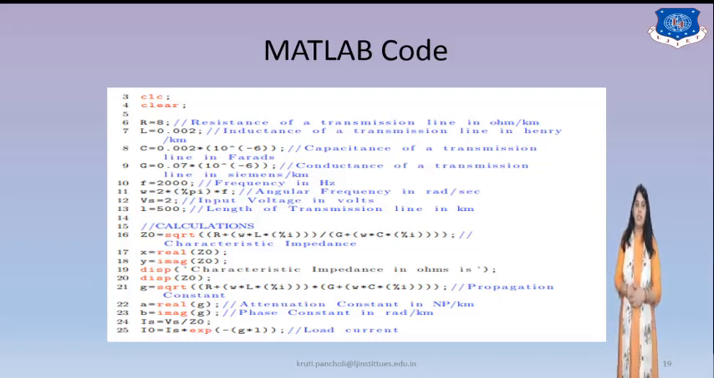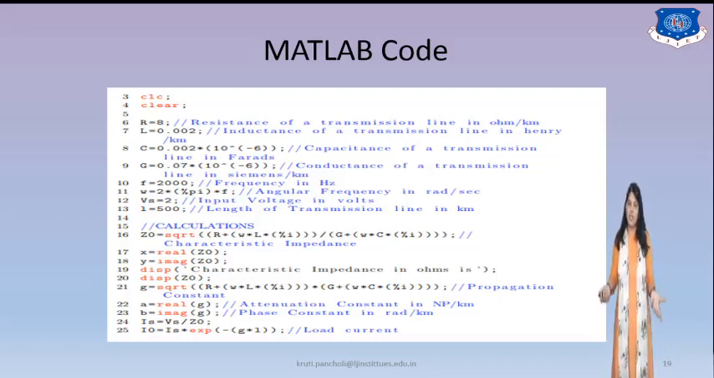So how can we write the program? Very first, whatever values are given to us, we need to declare. We write clc in the MATLAB code, and it is the same in Scilab. Then clear all, then the value of R as defined. We can write L is equal to that value, C is equal to the capacitance of the transmission line in farad. Then after that we write the G value, that is the conductance value.